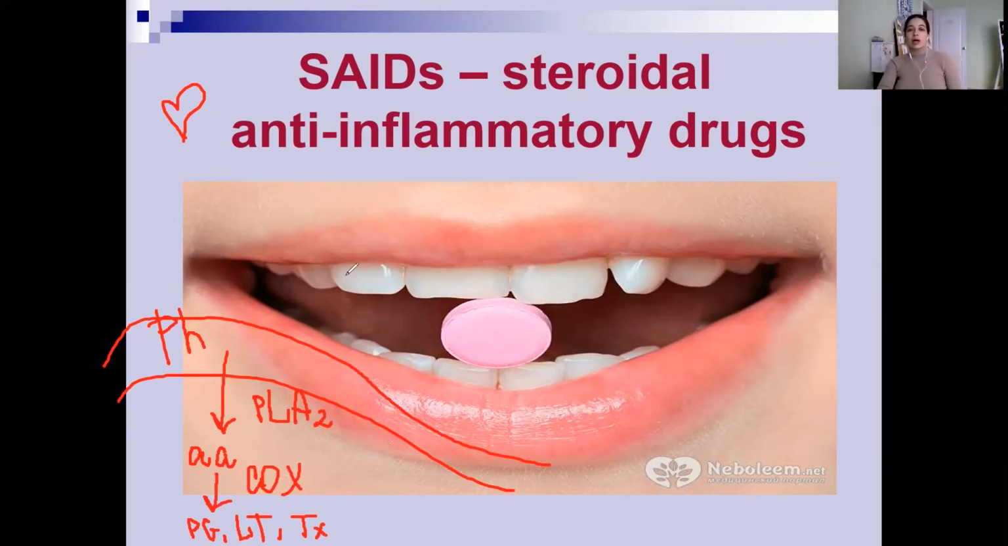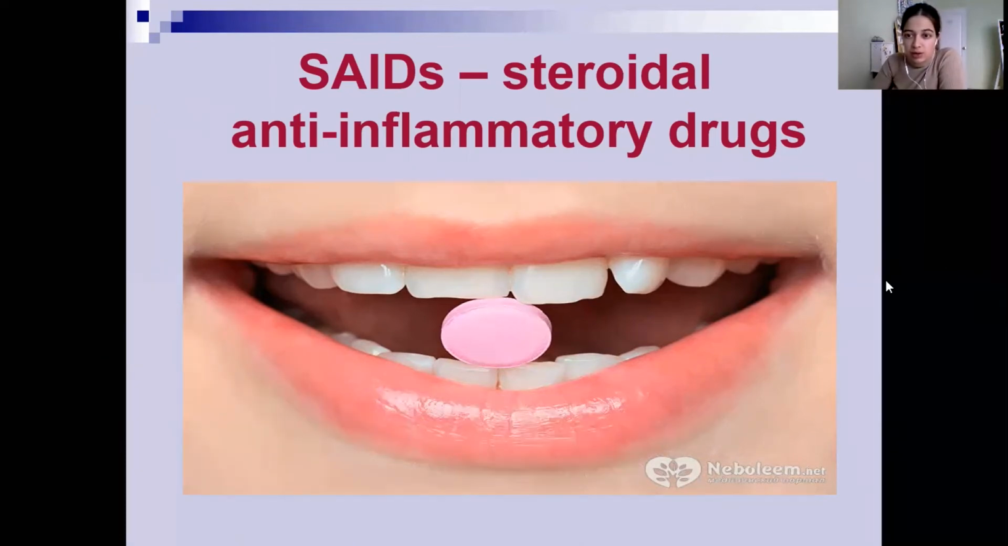Okay, so our steroid anti-inflammatory drugs, where do they work? They actually work here. They block the phospholipase A2 enzyme and stop the conversion of phospholipids into arachidonic acid, so all these products will not be formed. They don't affect cyclooxygenase, they affect only the phospholipase A2 enzyme. Okay, clear.